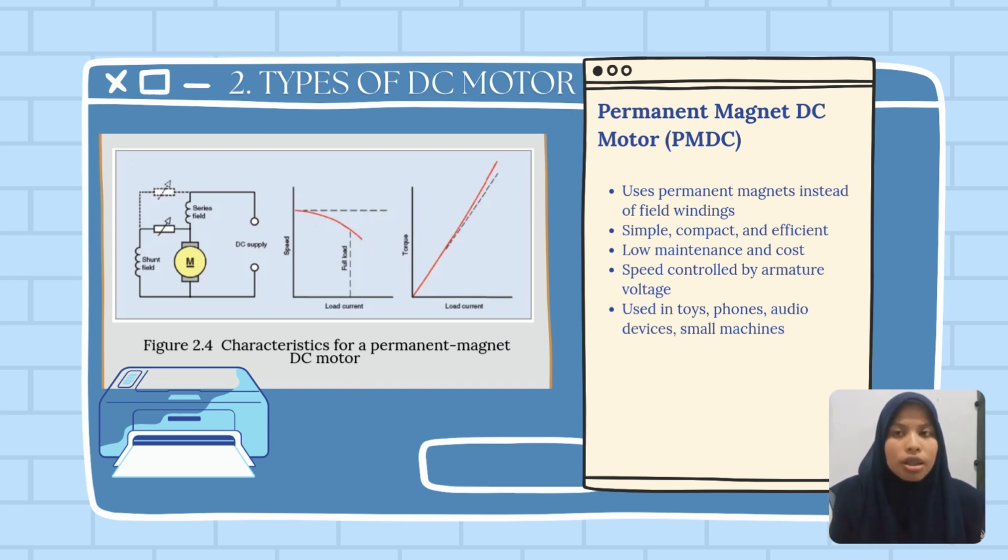The last type that we know is permanent magnet DC motor or PMDC. A permanent magnet DC motor uses a permanent magnet instead of field windings to create the magnetic field. This makes the motor simpler, smaller, and more efficient with reduced cost and maintenance.